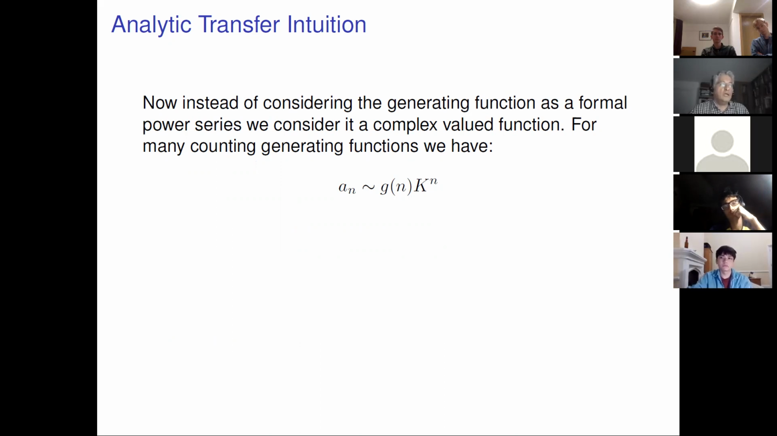And for many counting generating functions, the sequence that you are analyzing has this form, where k is a constant and g sub n is a sub-exponential factor, a factor that grows less rapidly than the factor k to the n.